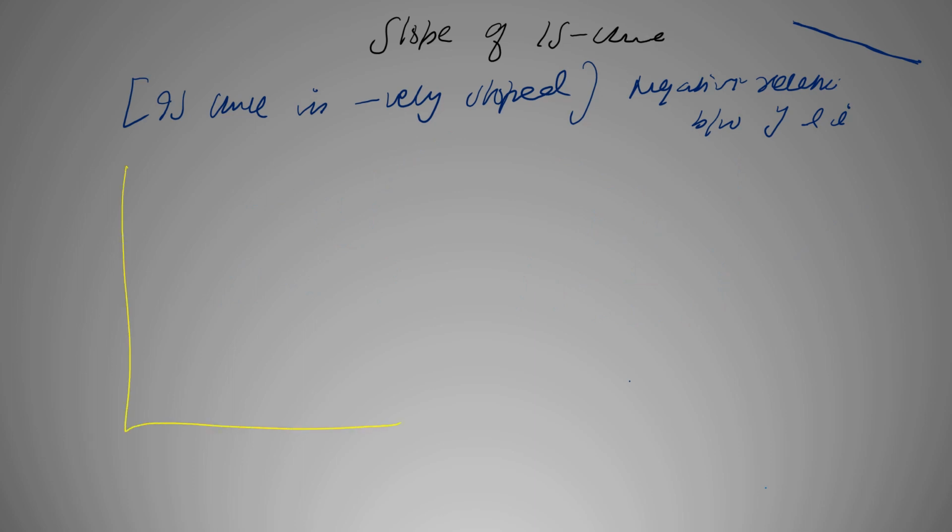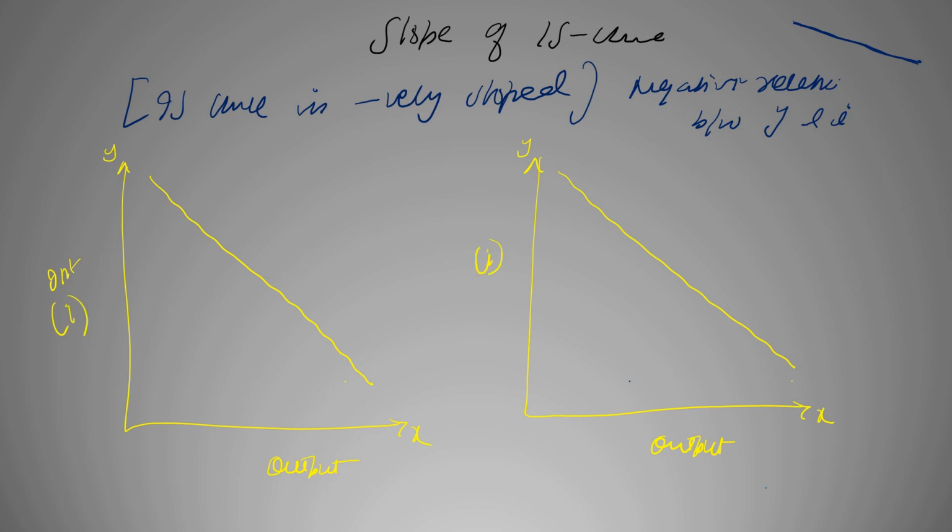So we have our two schedules over here, right? And our IS curve looked like this, downward sloping. We had our x-axis. X-axis is output, and y-axis is your interest rate, which is I. Let's name it figure 1 and figure 2.